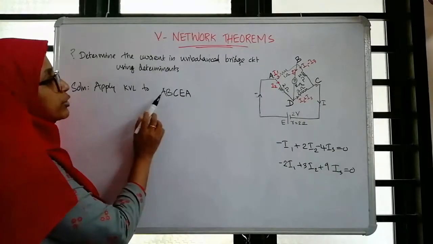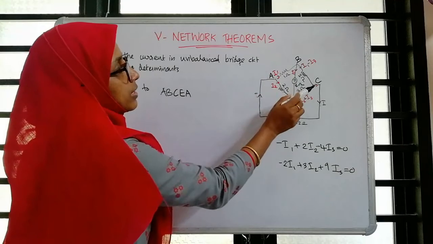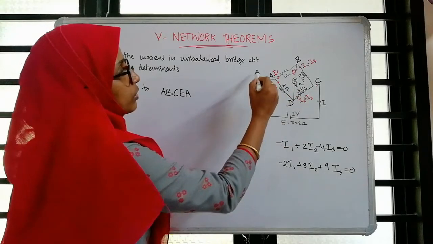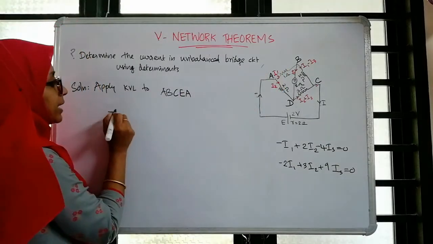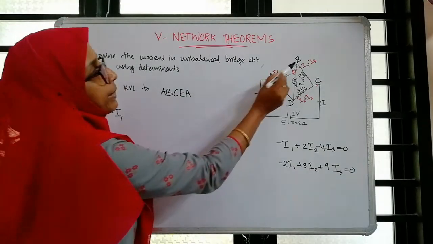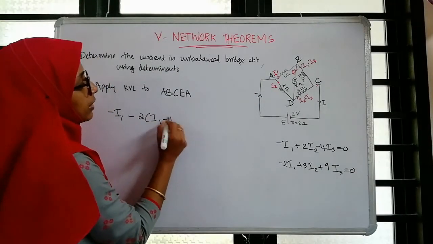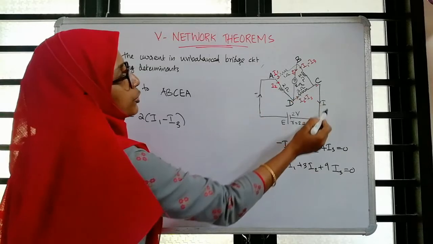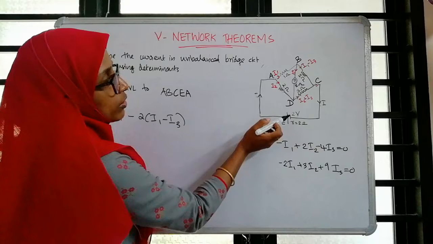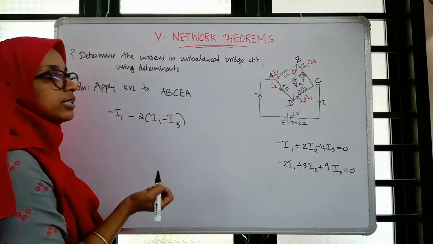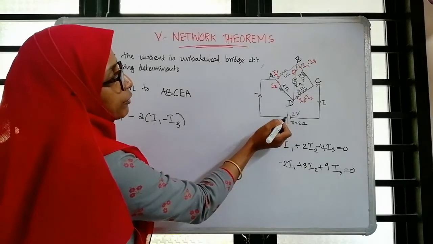Apply the Kirchhoff voltage law to the loop ABCEA. You know, ABCEA, so this is the outer loop. From A to B, that is minus I1 into 1 ohm. From B to C, that is minus 2 into I1 minus I3. Then C to E, there is an IR drop and also an EMF. You have to consider these separately. So the EMF here goes from negative to positive.